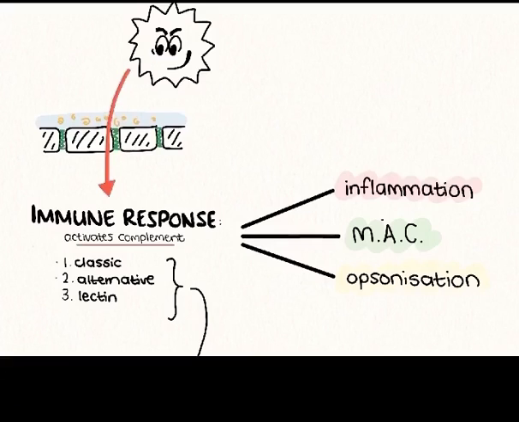The complement system participates in the immune system in 3 ways: by initiating an inflammatory response, by killing pathogens through the use of membrane attack complexes, as well as through the marking of pathogens, thus signaling to other cells through a process called opsonization that they are foreign and need to be removed from the body.